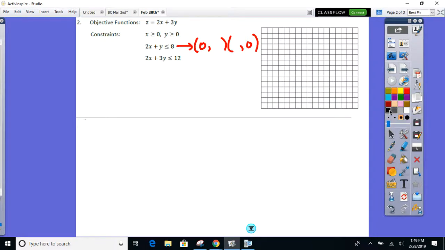What do you have there? 0. Y-intercept 0. 8. And what 0 now for the x-intercept? 4, yeah. All right, do it for the next one. 0 what? And what 0?